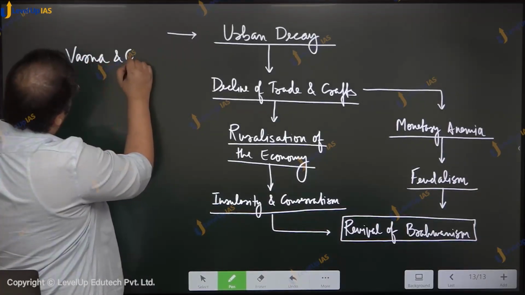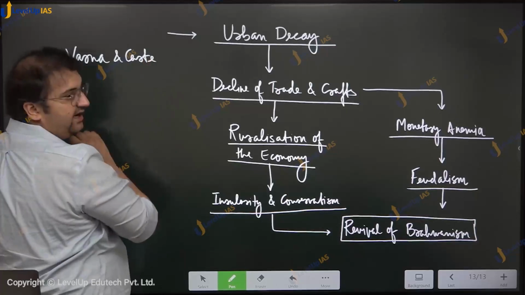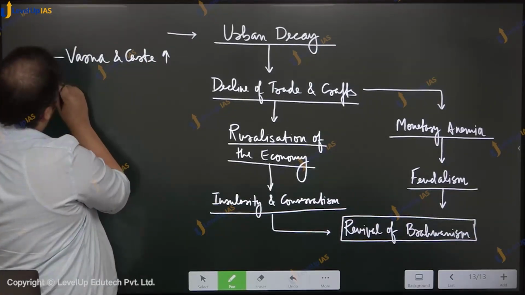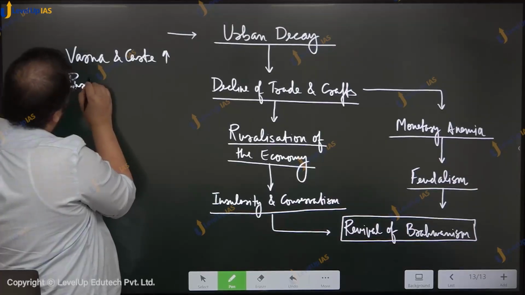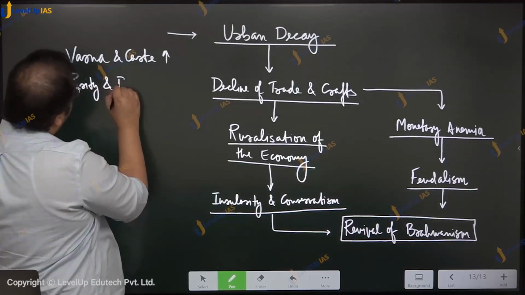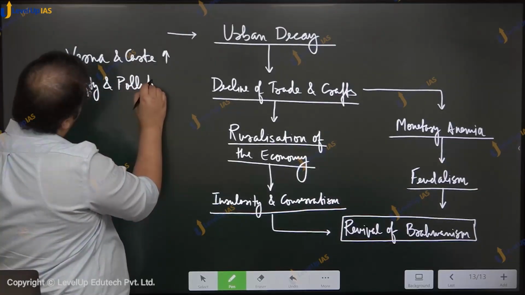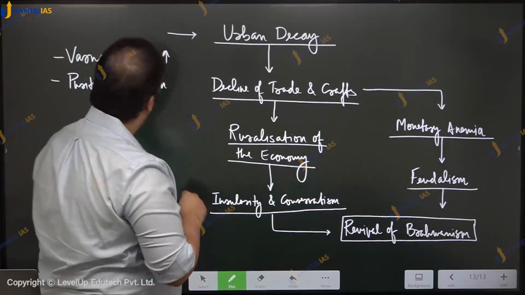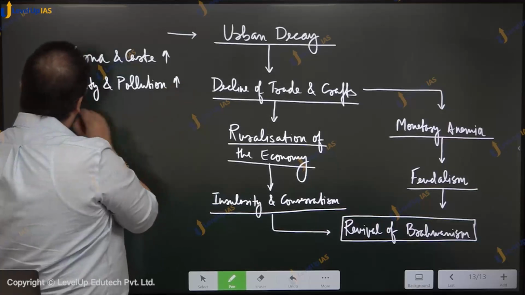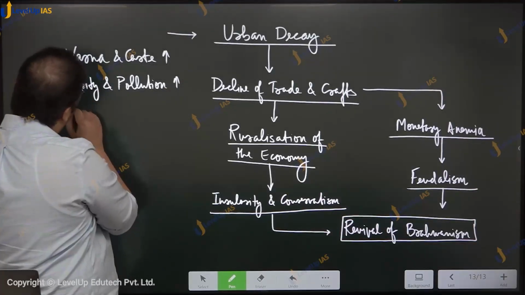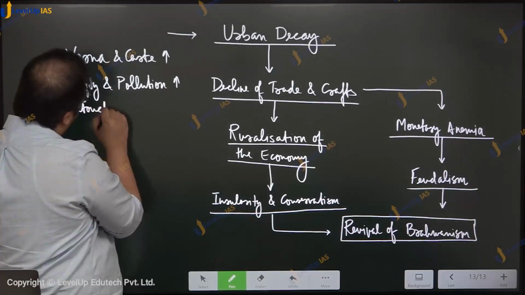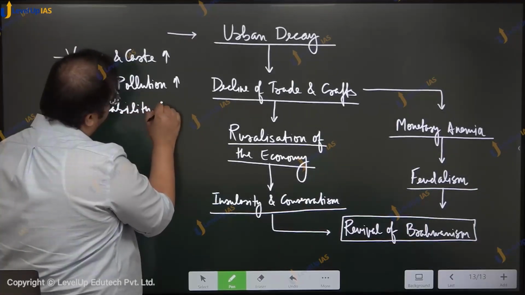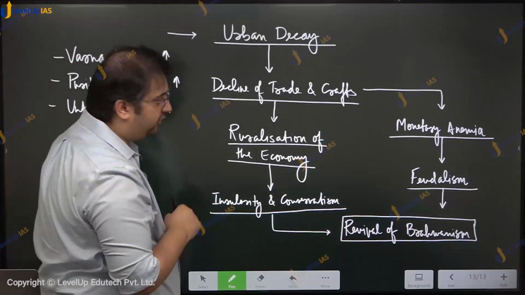Varna and caste hierarchy is going to become more pronounced. The elements of purity and pollution within the society are going to become more pronounced, as a result of which untouchability is also going to increase.